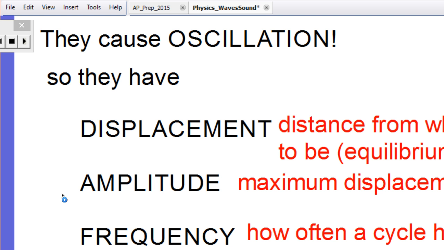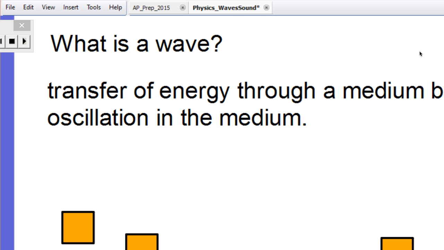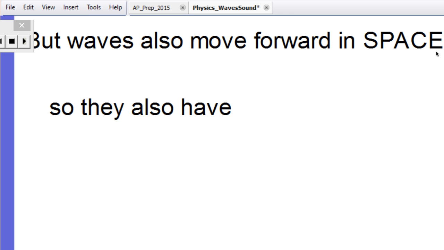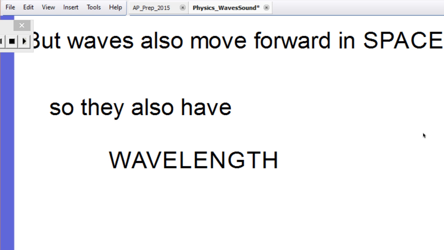Alright, so all this stuff is for oscillation, but it's also true for a wave, because anything that oscillation is doing is also happening in a wave. The big difference between oscillation and waves, though, is that where oscillation is just happening in time, it's going up and down and up and down as time goes on. Waves are moving up and down as time goes on, but they're also moving forward. So they also have this thing called wavelength.